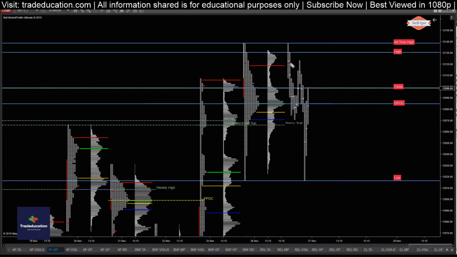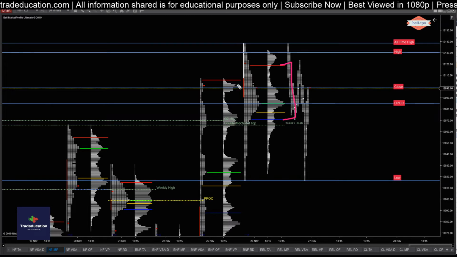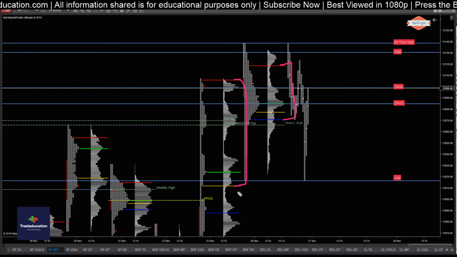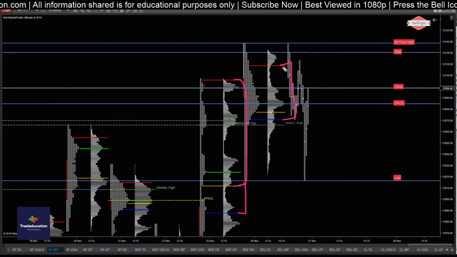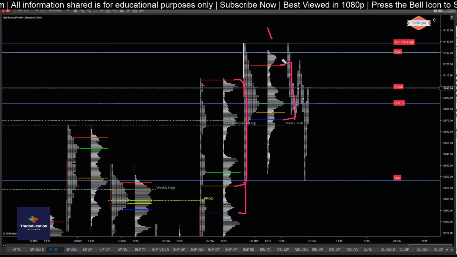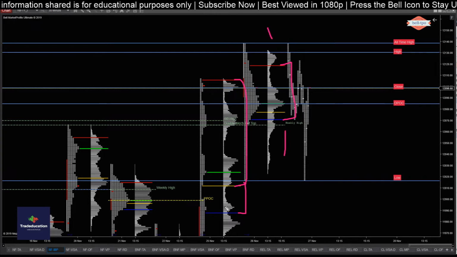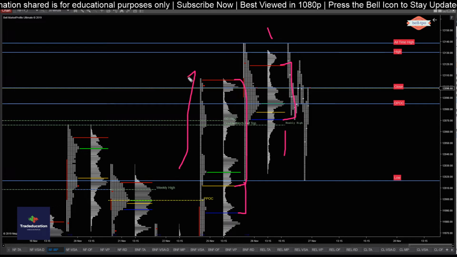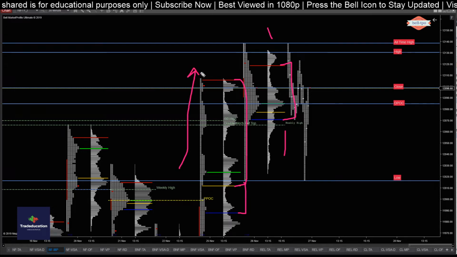So today, if you see, the value is higher compared to yesterday. This is yesterday's value, and this is today's value. Overall the value is small, and here we had a pretty wide range, because this was more of an inventory adjustment break, or a stop hunting activity which happened yesterday.